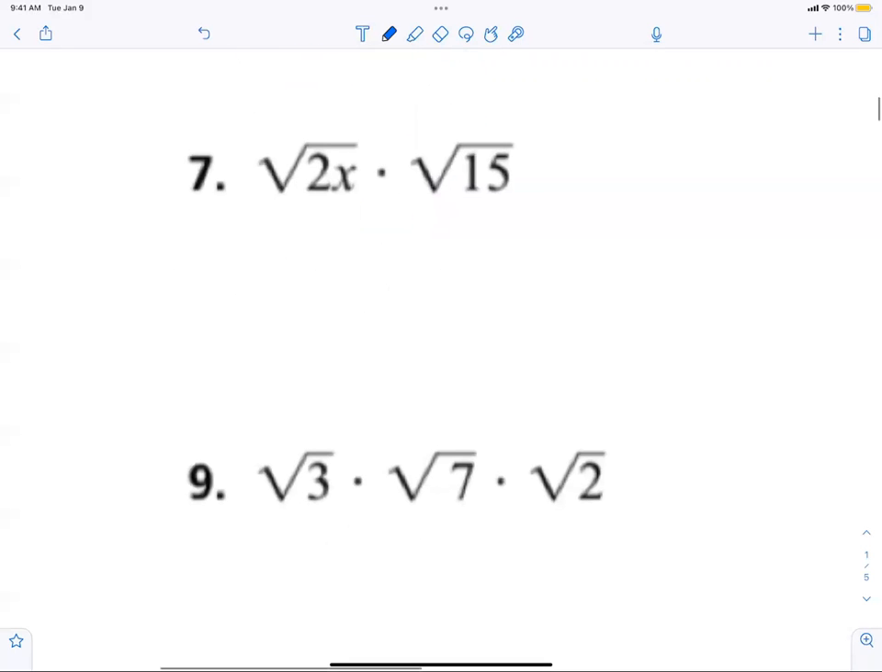All right, number 7. Again, same process. It's just the square root of 30x. You're just backtracking.